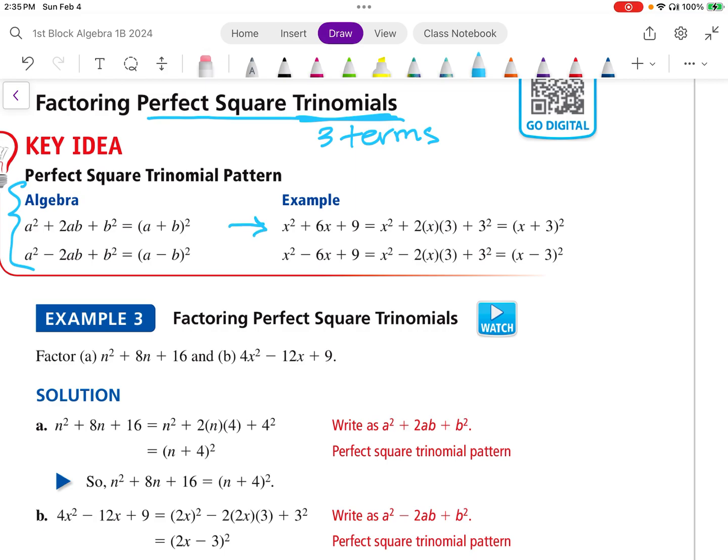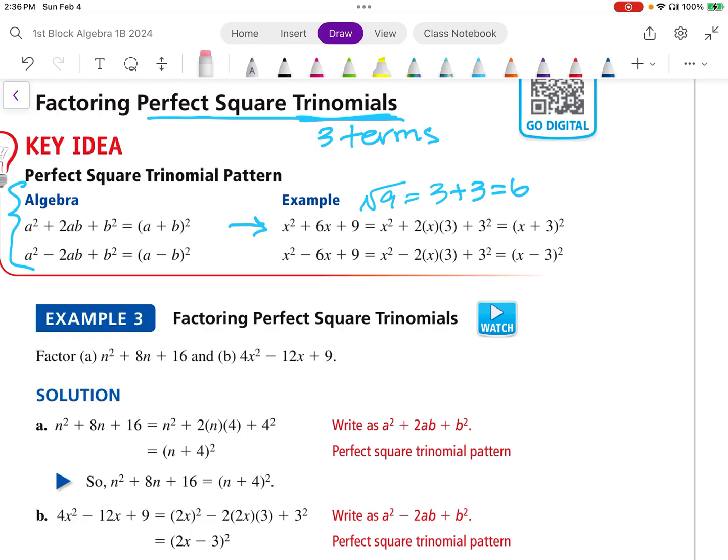Well, x squared is a perfect square. The square root is x. 9 is a perfect square. The square root is 3. So now I want to take that square root of my last term, and I want to say if I add it to itself, do I get the coefficient of my middle term? Do I get b? Well, 3 plus 3 does equal 6, so that's great.